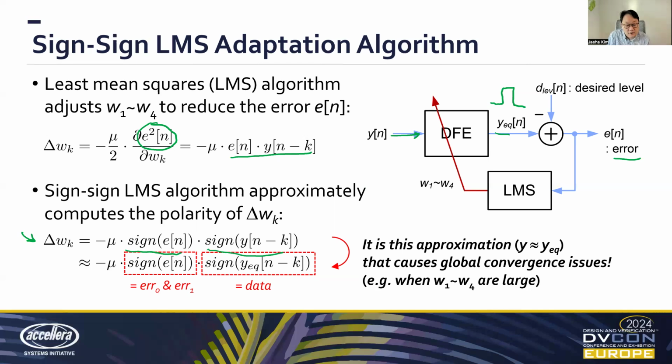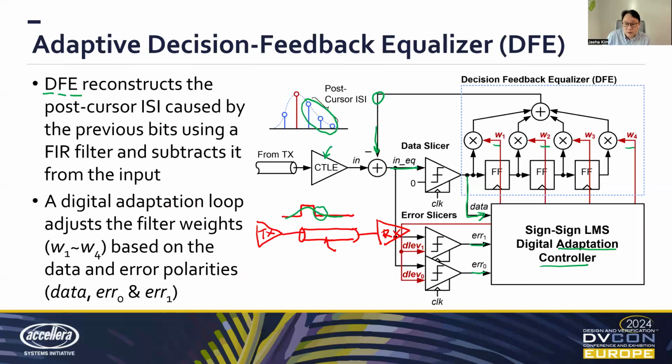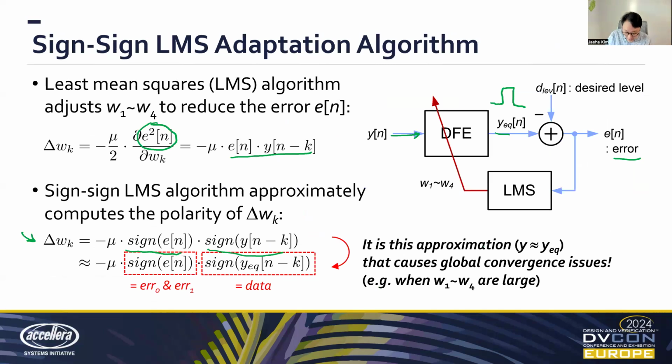The polarity of the error is what I refer to as the error information in the previous slide. So we are comparing the equalized signal to the expected levels, DLEV1 and DLEV0, which correspond to the data level for logic 1 and the data level for logic 0, respectively. And depending on which one's higher, you get the error signal that indicates you're too high or too low. And the other information that we need is the polarity of y of n minus k. Note that this is actually the input to the DFE.